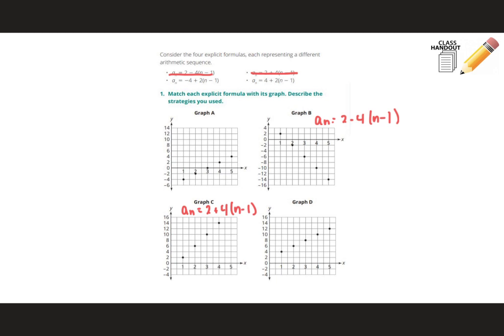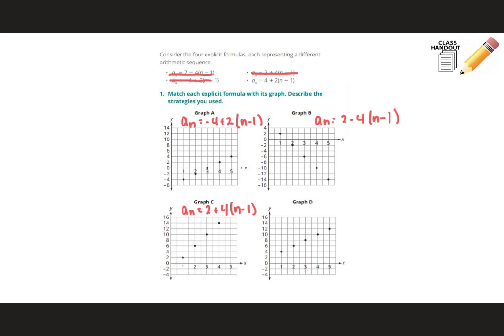All right, next one, this one has a starting point of negative 4. So looking at my two remaining graphs, the one that starts in the negative seems to be A. Let's just check our common difference. This one has a common difference of 2. So the first term is negative 4, the second term is negative 2, the third term is 0. So it does look like we're adding 2 each time, which would check out with our common difference. So this is an equals negative 4 plus 2 times n minus 1.